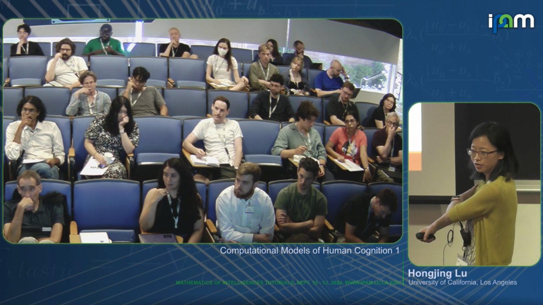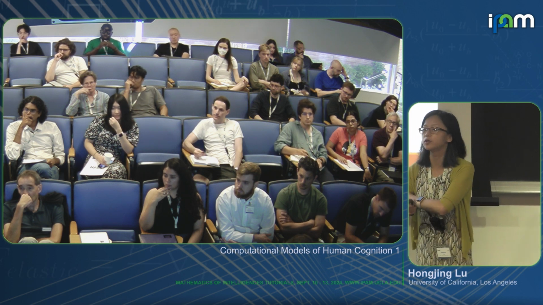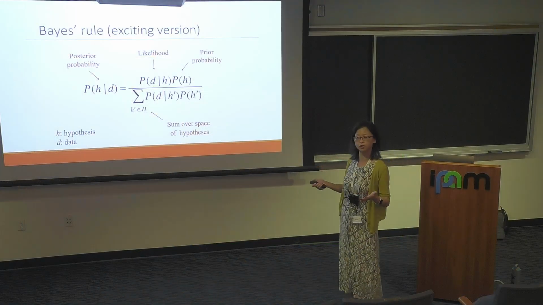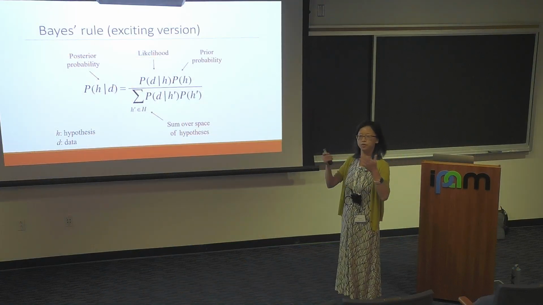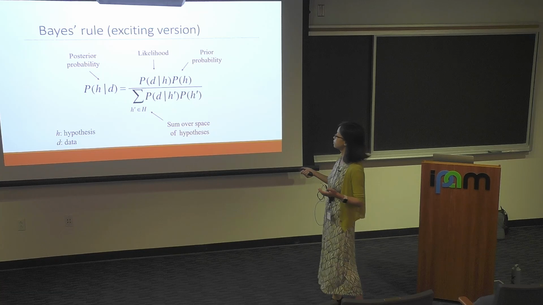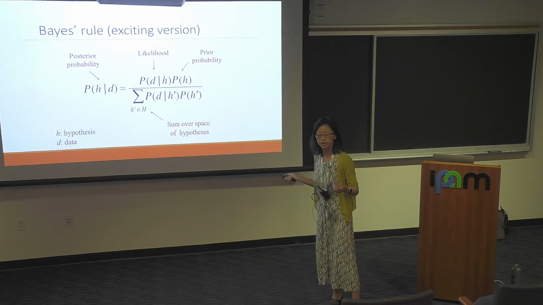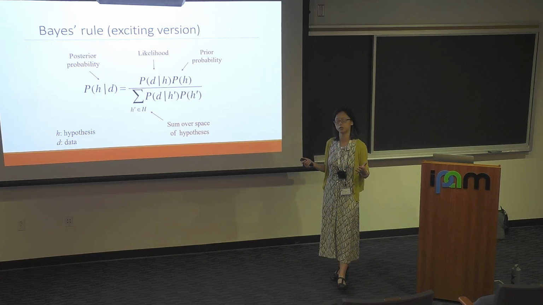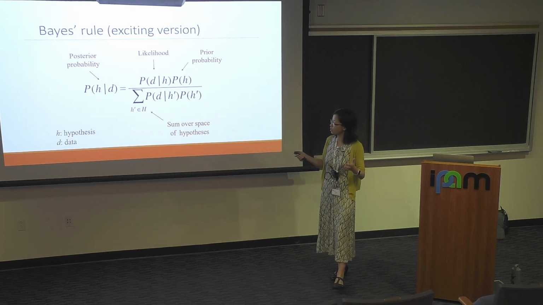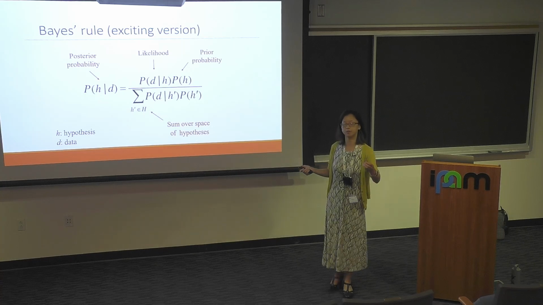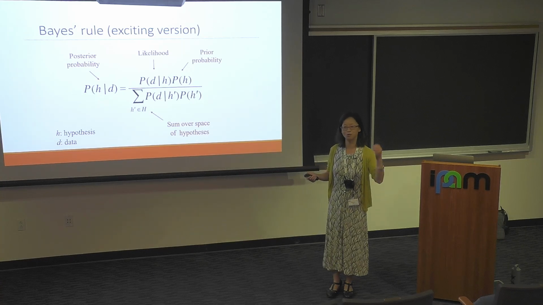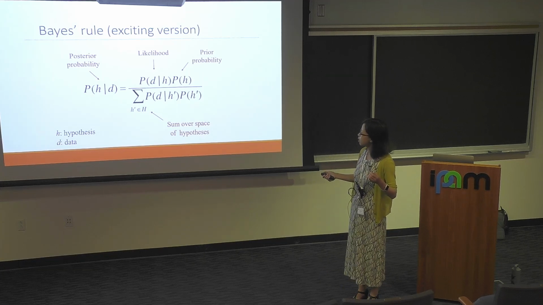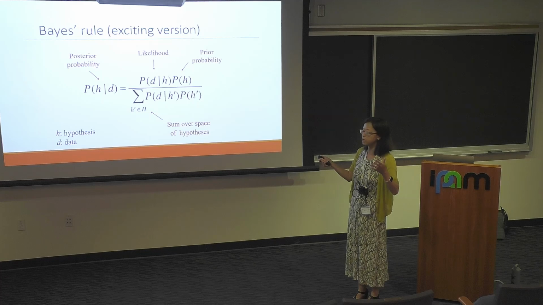Yes, that's a very good question, and I'm going to touch on that in the second tutorial. In the first tutorial, I'm going to assume that this hypothesis space is already defined. I know this is the set of hypotheses, and then we can use this computation. But the question of where this hypothesis space comes from is, I think, the $1 million question here.